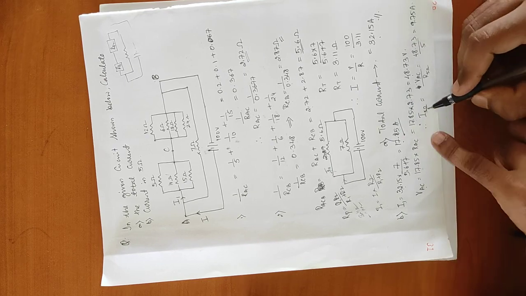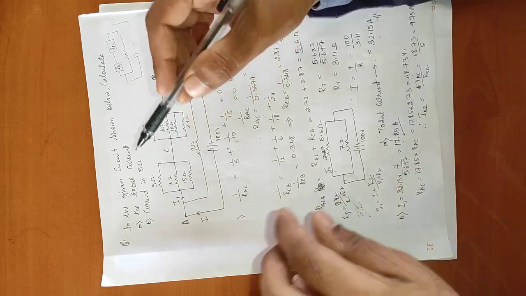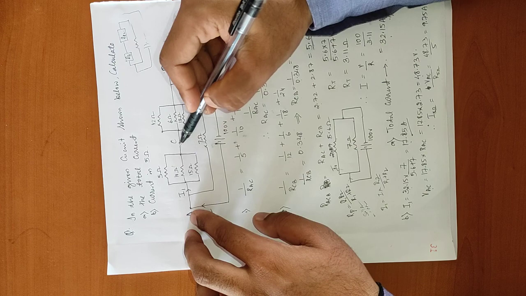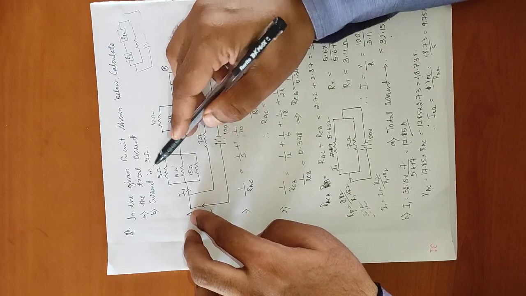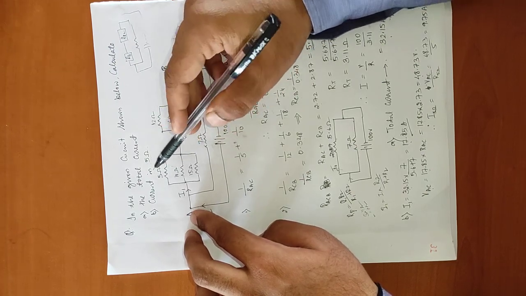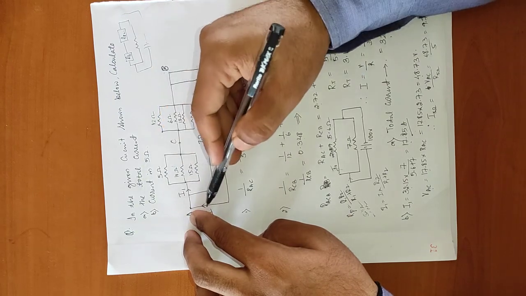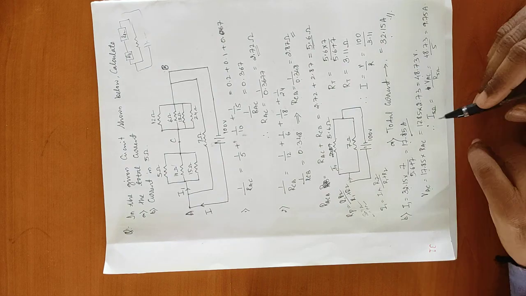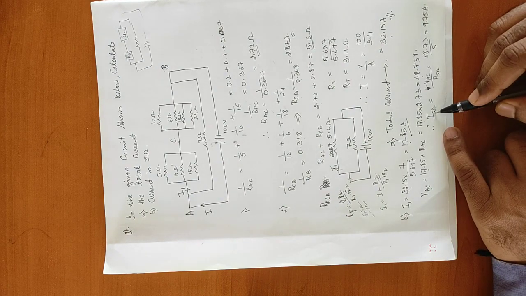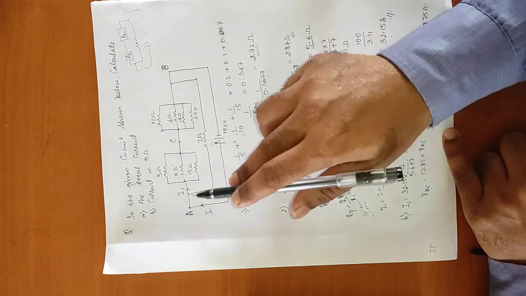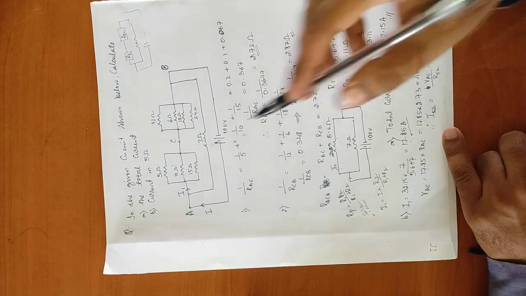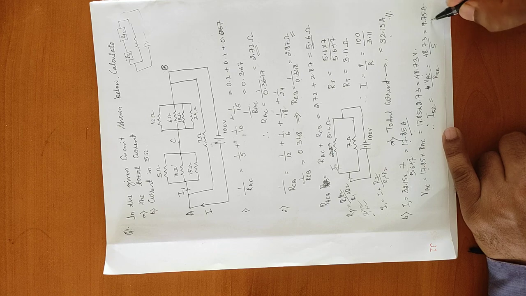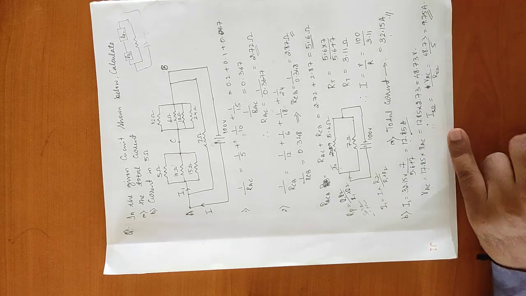Now you can easily calculate the current in the 5 ohm resistor, because you have got to know the voltage between points A and C. We only know the total current, but we don't know how much current is flowing in this 5 ohm resistor. Therefore the current in 5 ohm is VAC divided by the resistor 5 ohm. Therefore 48.73 divided by 5, the answer is 9.75. So this is the answer.